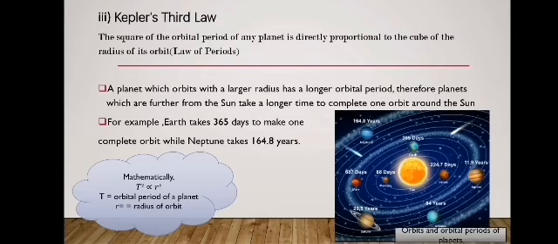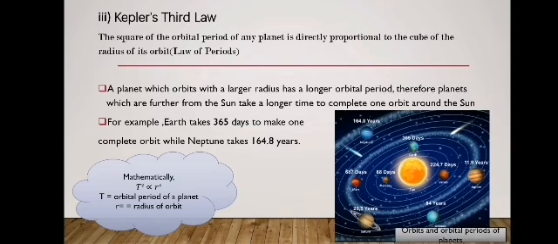Kepler's third law: the square of the orbital period of any planet is directly proportional to the cube of the radius of its orbit. Law of period. A planet which orbits with a larger radius has a longer orbital period. Therefore, planets which are further from the Sun take a long time to complete one orbit around the Sun. For example, Earth takes 365 days to make one complete orbit, while Neptune takes 164.8 years. Mathematically, T squared is proportional to R cubed.